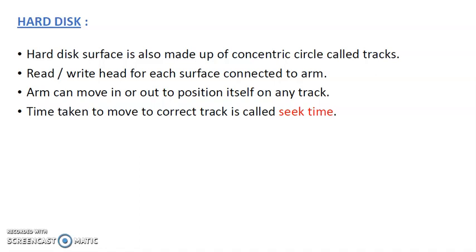Then the hard disk involves seek time. Now what is the meaning of seek time? The time taken to move to the correct track is called seek time. Whenever the head is moved between the tracks, it requires some time to reach the proper track or the required track. That calculated time is called seek time. This is all about the floppy disk and hard disk.